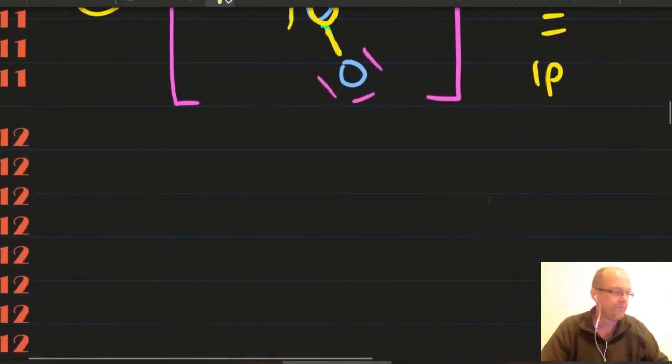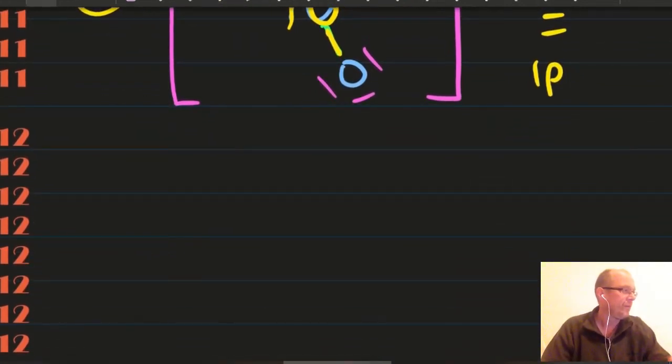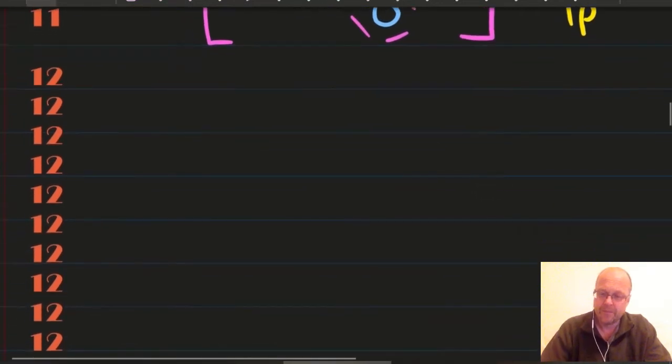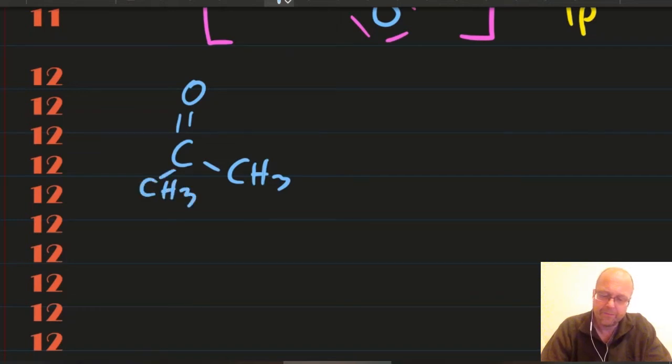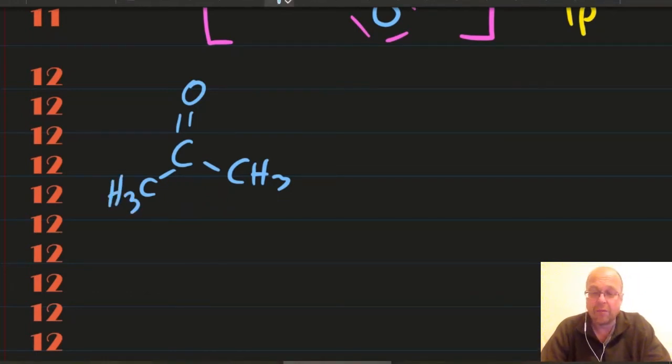12. Propanone. So propanone, if you draw it out trying to show the shape, looks like this. Oh, that's a bit funky. Let's put the H3 over here. So it's actually a polar molecule. The molecule has a dipole.